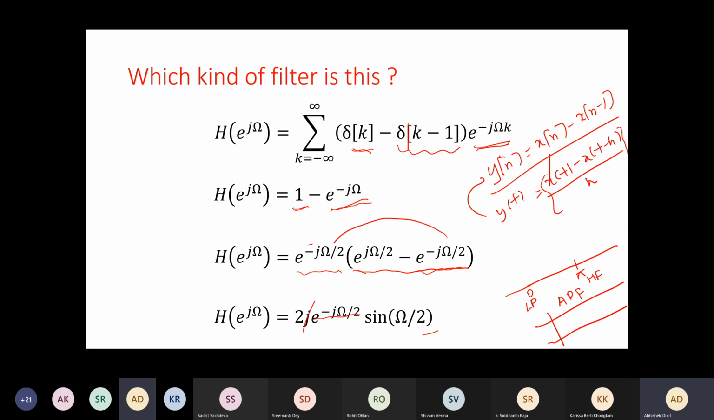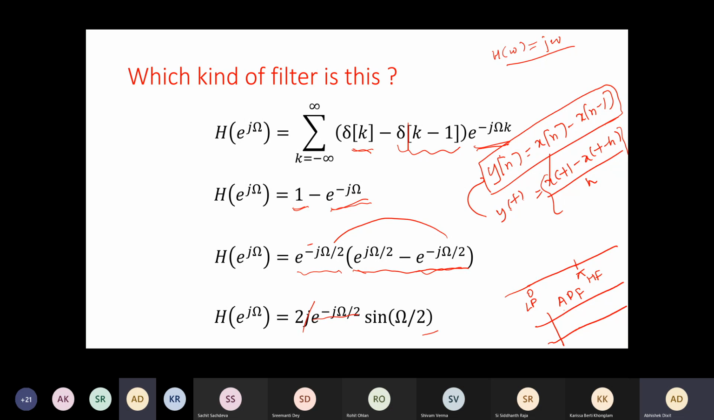Differentiator, right? So this system is a differentiator. And we have seen the continuous time differentiator. Continuous time differentiator is a high pass system, right? We have seen the frequency response of a differentiator in continuous time is j omega. It's a high pass filter clearly. So a discrete time counterpart should also be high pass. So there is some relationship between continuous time systems and discrete time systems. So you can always connect this in that way.